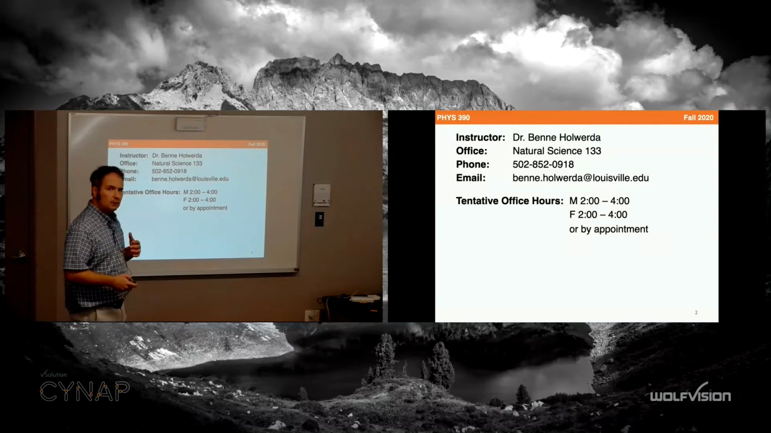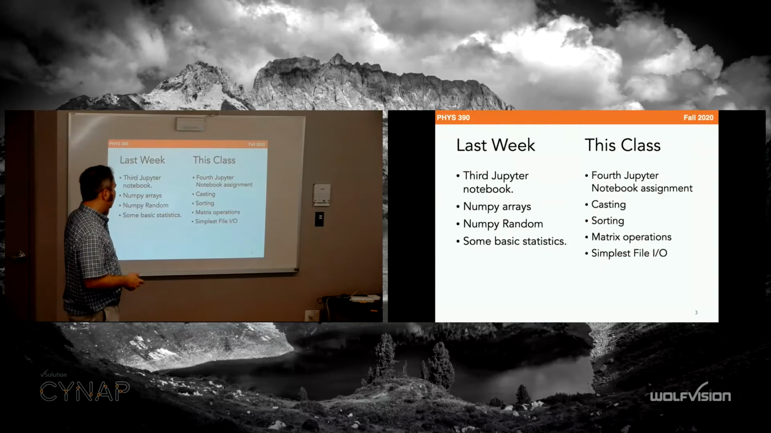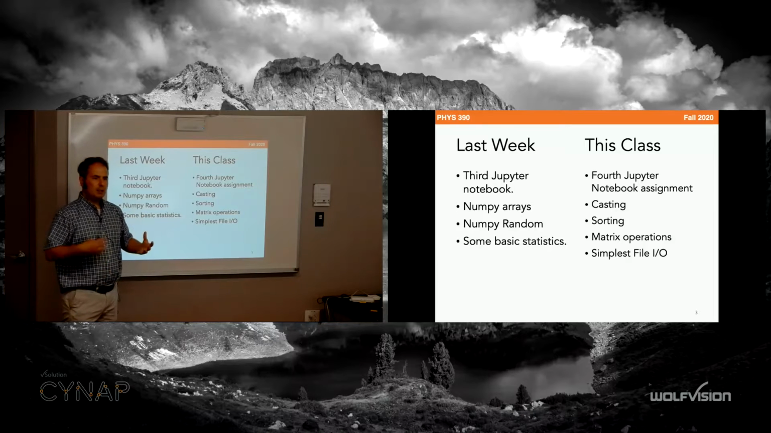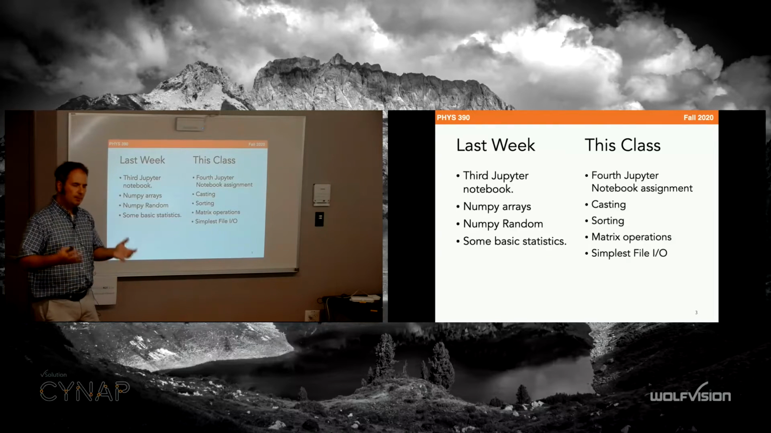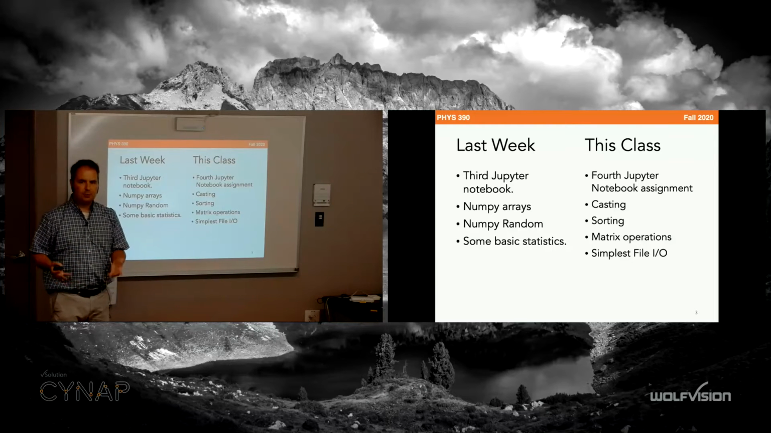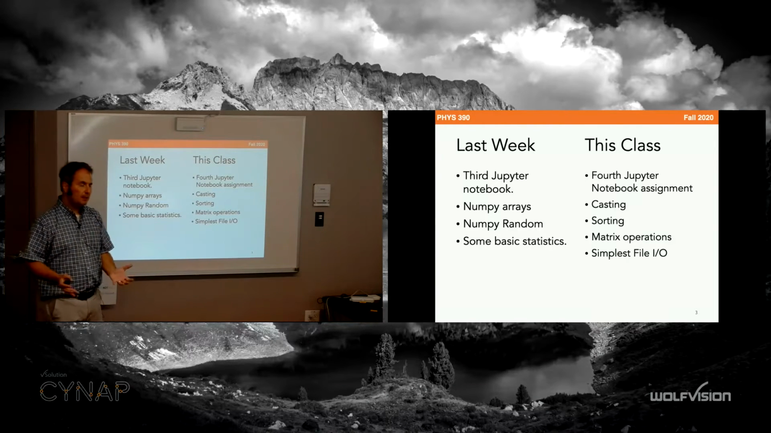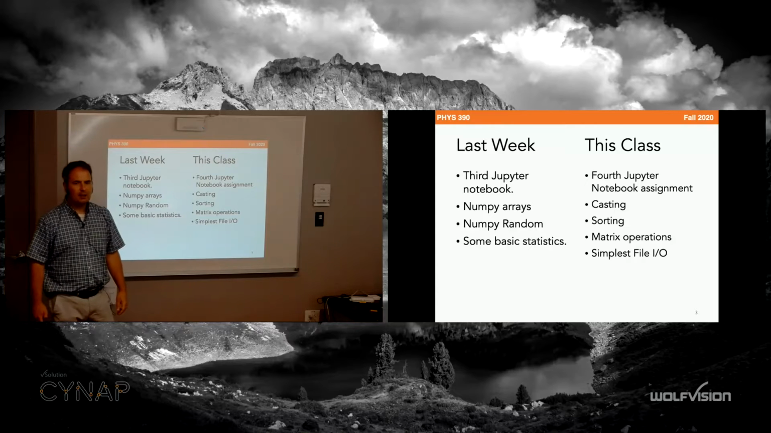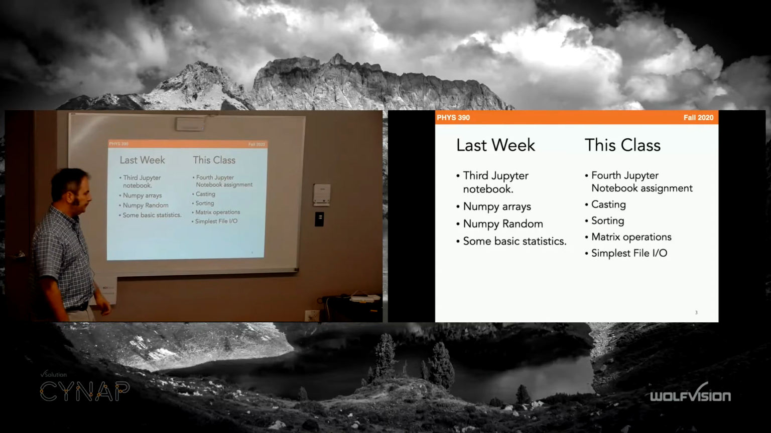So today, just in case you missed all this, we'll talk about essentially operations. We talked about NumPy arrays, we talked about NumPy random, how you can seed an array, and we did some basic statistics. We're essentially already doing some operations, but we can do more things to NumPy arrays. NumPy arrays is what Python speak is for data, and so you'll be working with data undoubtedly in your life at some point, sometime soon in the future. So we'll talk about what you need for the 4th Jupyter Notebook assignment: casting, sorting, matrix operations, and the simplest file I/O, meaning input, output.